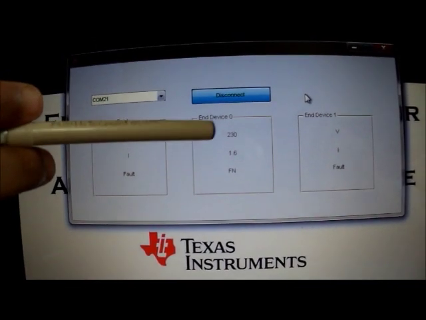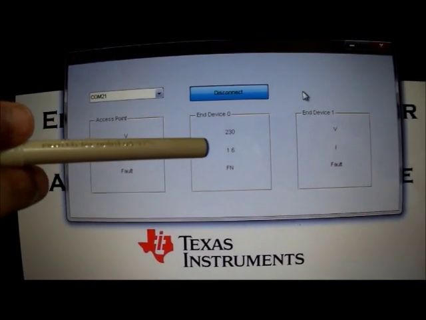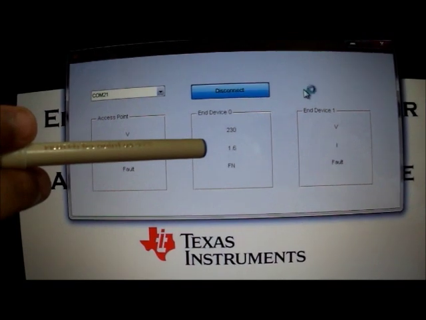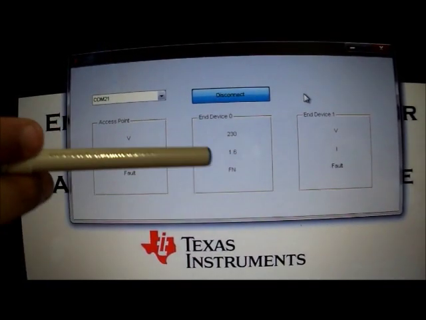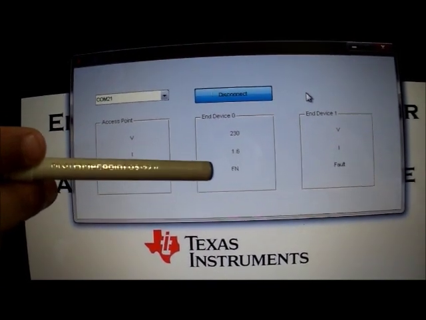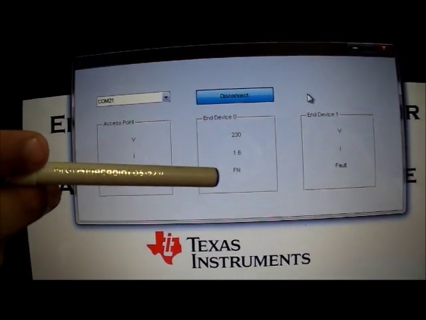This field provides the AC voltage. This field provides the current taken by the lamp load. This field shows the fault. Here FN denotes no fault and FAL denotes fault.